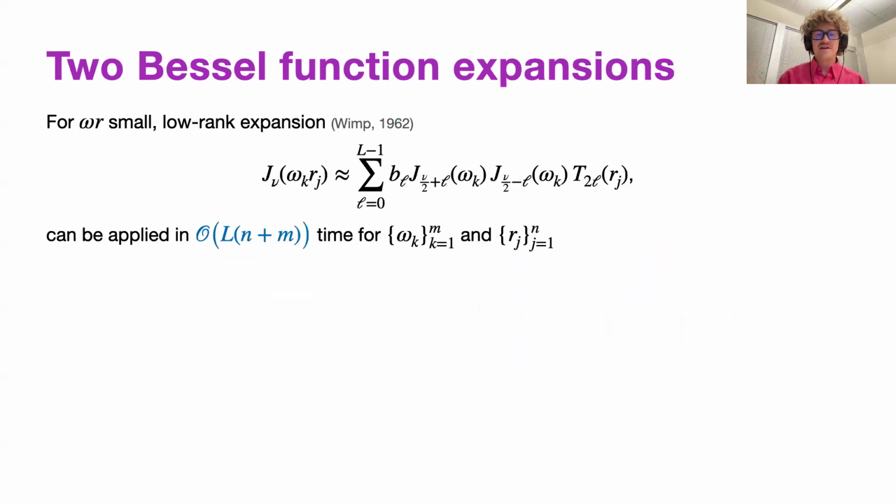It turns out that these expansions actually exist in the literature already. For small arguments omega times r, we can use this low rank expansion, which is due to Wimp from the 60s, which is essentially a closed form representation of the Bessel function near the origin in terms of its Chebyshev series. We're writing down the Chebyshev coefficients in terms of other Bessel functions. The important part is that given a set of frequencies omega k and distances rj, we can apply a block of the matrix of size m times n in linear time in n and m. It'll cost n plus m times this capital L, which is the number of terms in this low rank expansion.